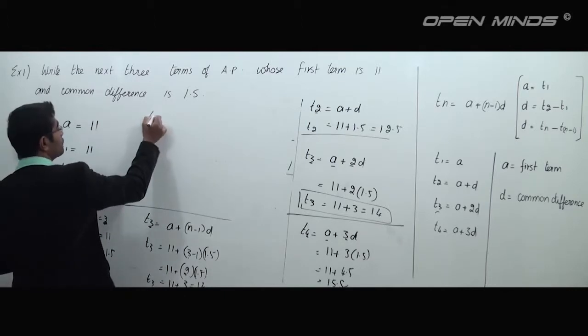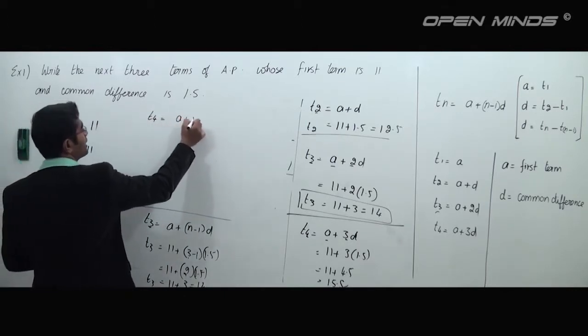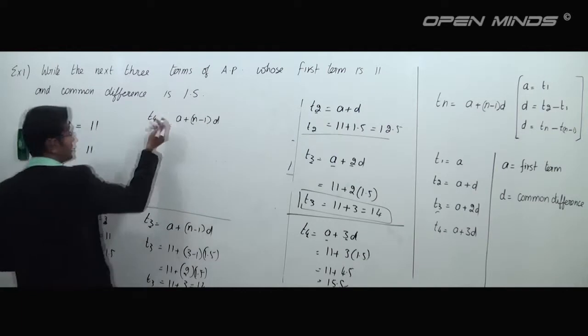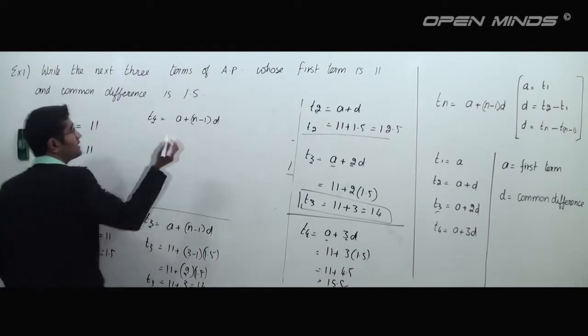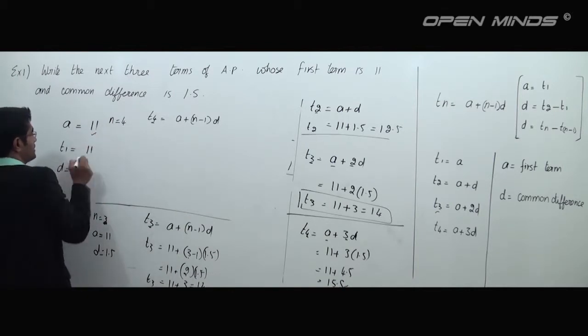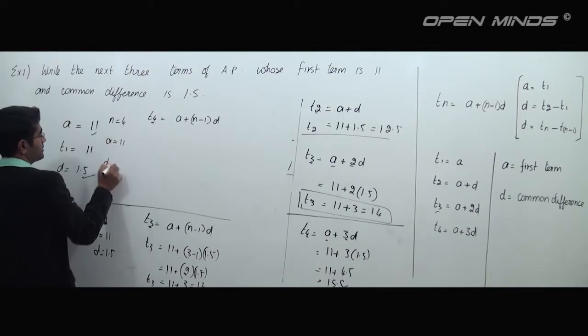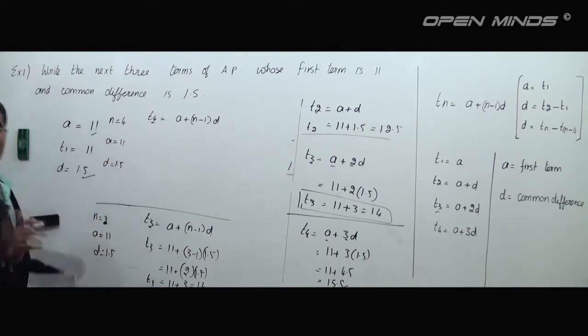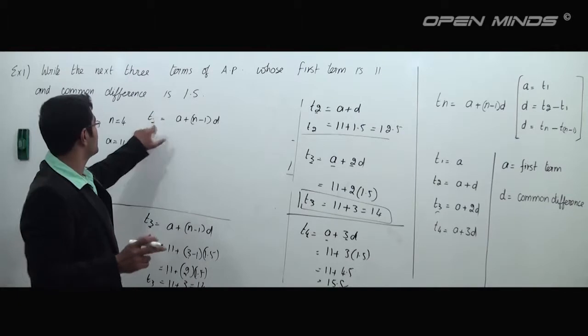I'm looking for T4. That is a plus (n minus 1) into d, my formula for Tn. When I say T4, I simply say n is 4, a is given to me as 11, d is the same thing. So a is like 11 and d is like 1.5. Alright, just keep this in mind. In that formula, let's say Tn here.